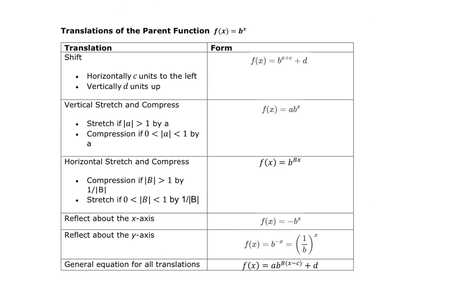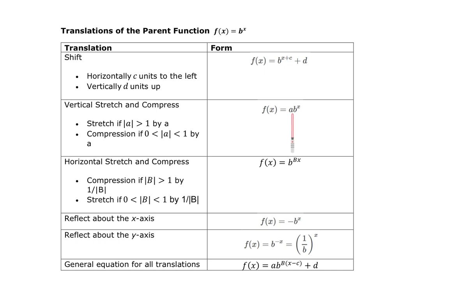So the way that we are going to see this in the parent function of b to the x is that we're going to have b raised to the x plus c plus d, where c is going to move it left or right, and since it's a plus 3, it's actually going to go left, and since it's a plus d, it's going to go up d.